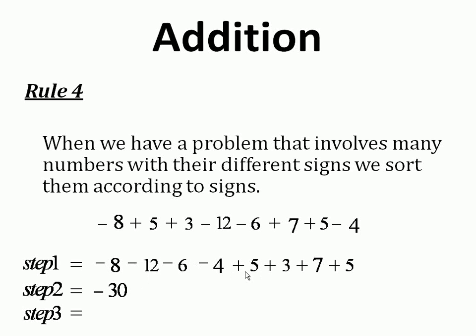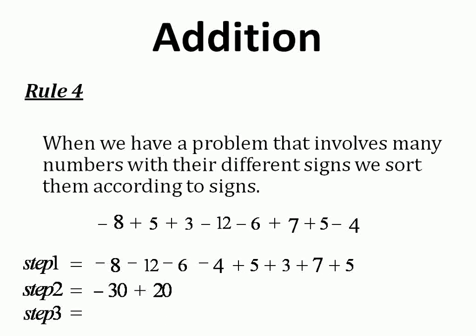Now we are going to add all the positive numbers and we are going to write the answer right there. So all the positive numbers added together will give a positive 20. All the negative numbers added together will give us a negative 30.